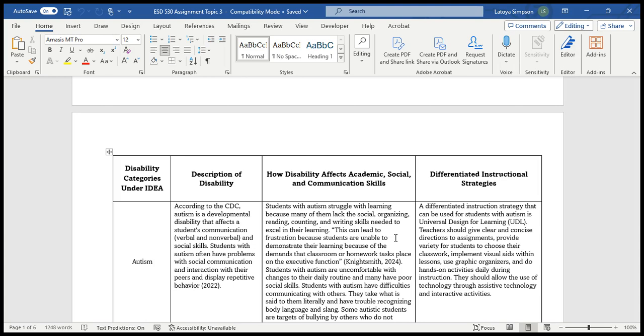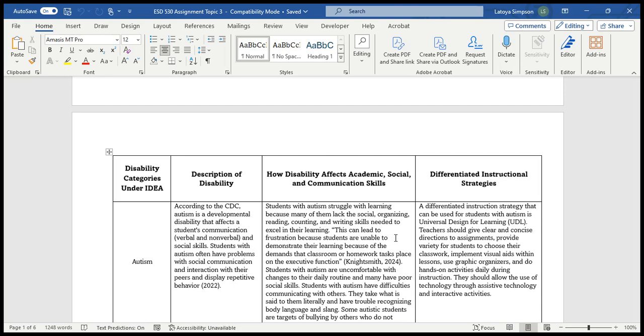Students with autism find it very difficult and sometimes uncomfortable to interact with their peers, which can cause them to have a lack of social skills and communication skills. Students with autism are very uncomfortable when there is a change in their routine.